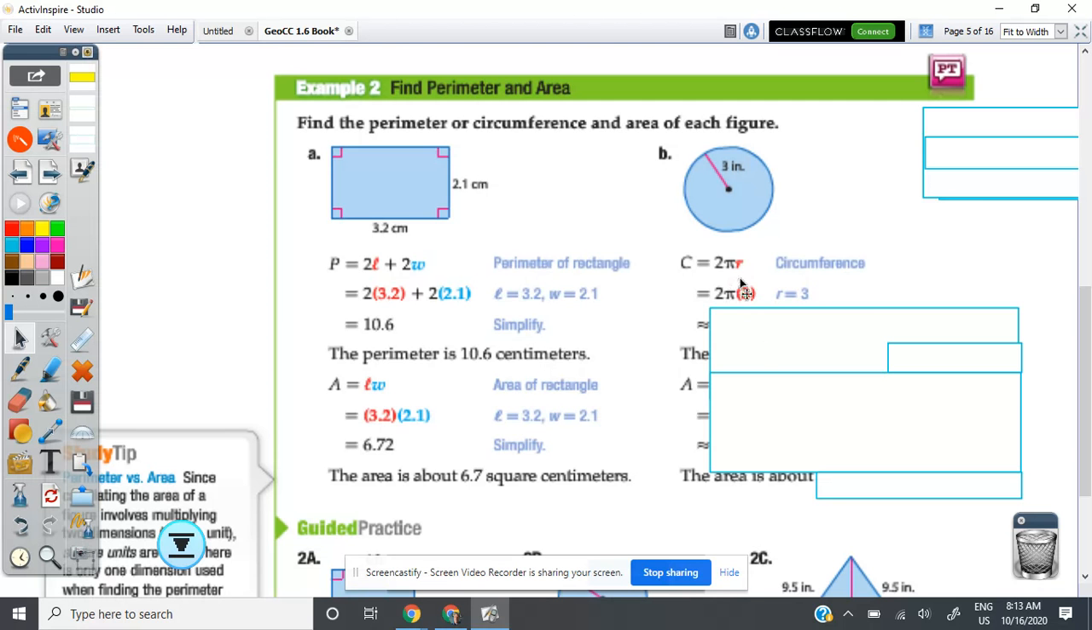Now, in math, we try to keep pi as long as we can. If we don't need an actual number, later on in higher level math, you will just leave it as pi. So my answer here, and later on in math, the exact answer would be 6 pi. However, we are actually looking for distances here that we could use. So we're going to substitute in the value 3.14.